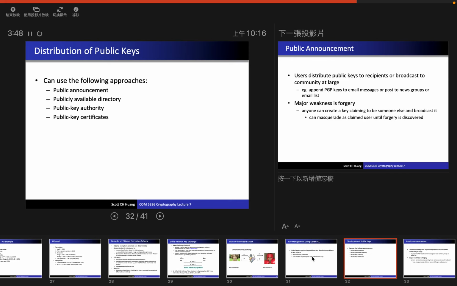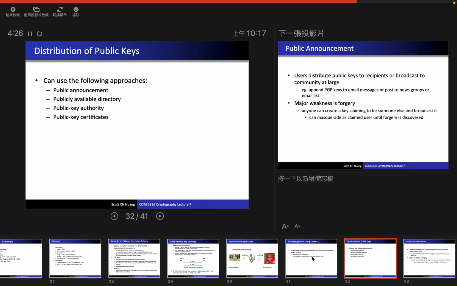But the only problem is we are not sure about the identity because nobody does the bookkeeping of public keys. So anybody can claim to be anybody. That's a problem. That's PGP. But in practice, if it's not really crucial, then it is okay. And so that's public announcement, and also publicly available directory.